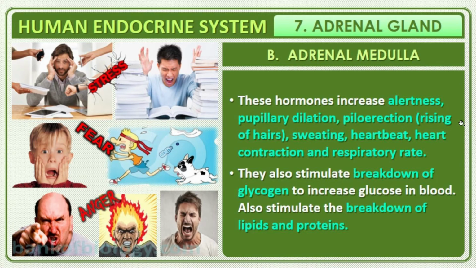They also stimulate breakdown of glycogen to increase glucose in blood. Why? To give energy to run away from that critical situation. Also stimulates the breakdown of lipids and protein. Okay, children, that's all about this adrenal gland. So this much is enough for you.